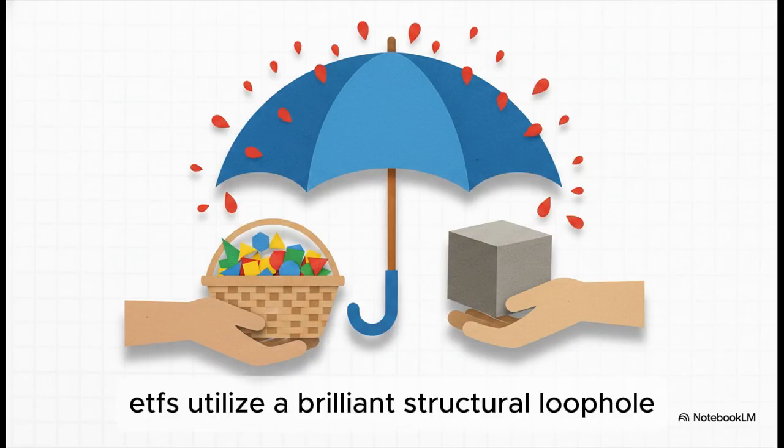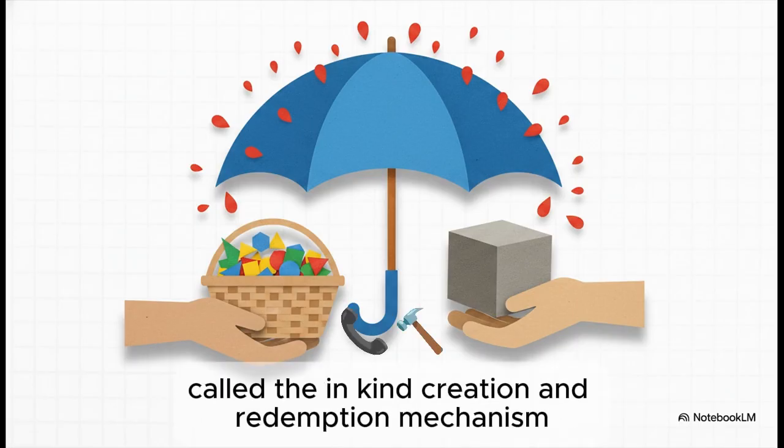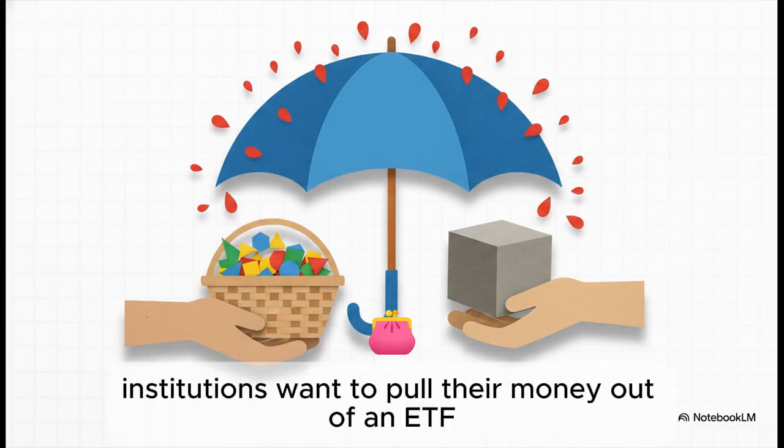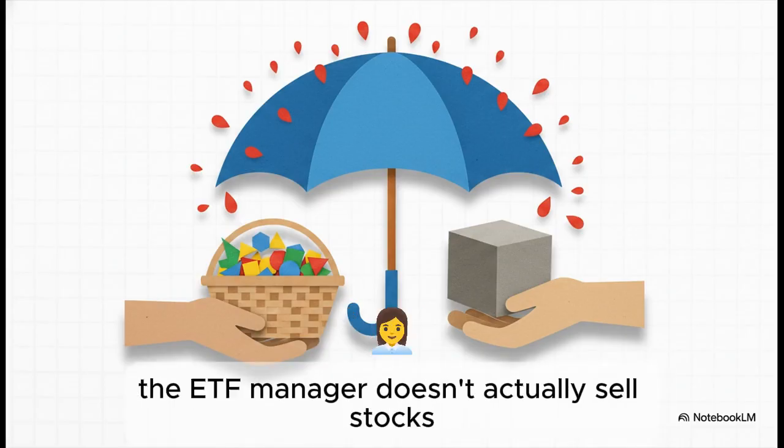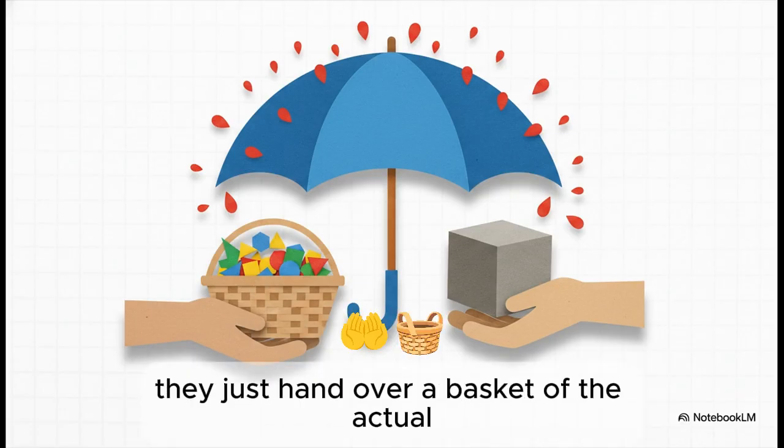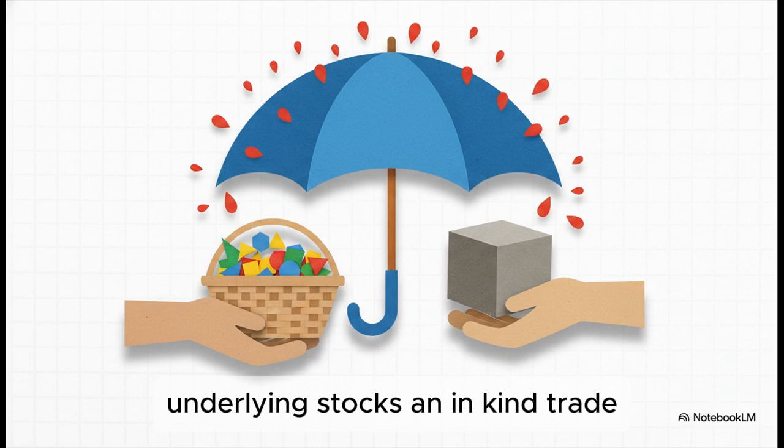ETFs utilize a brilliant structural loophole called the in-kind creation and redemption mechanism. When big institutions want to pull their money out of an ETF, the ETF manager doesn't actually sell stocks to give them cash. Instead, they just hand over a basket of the actual underlying stocks, an in-kind trade.